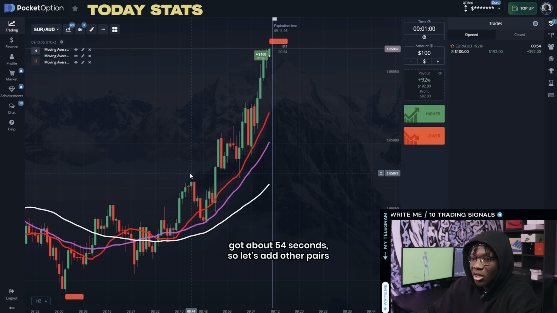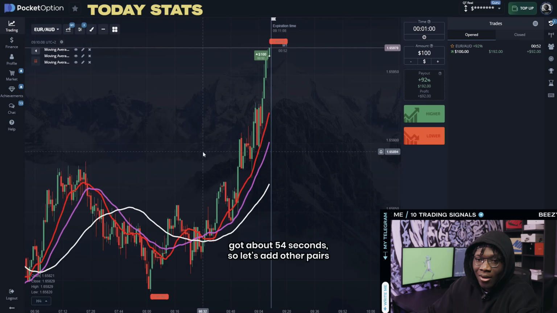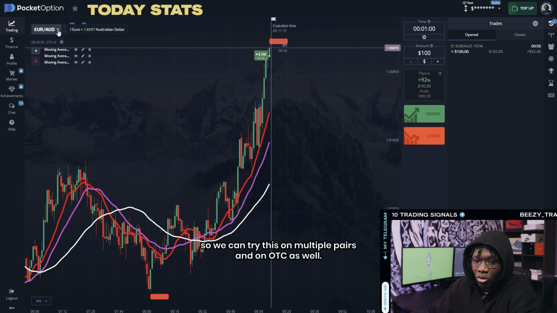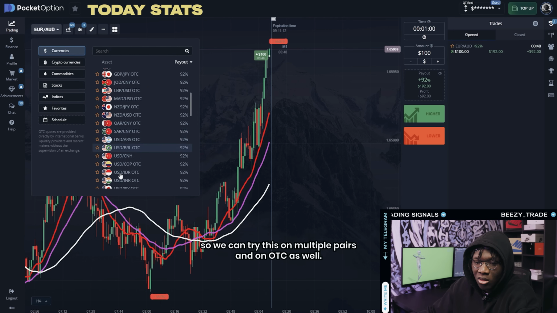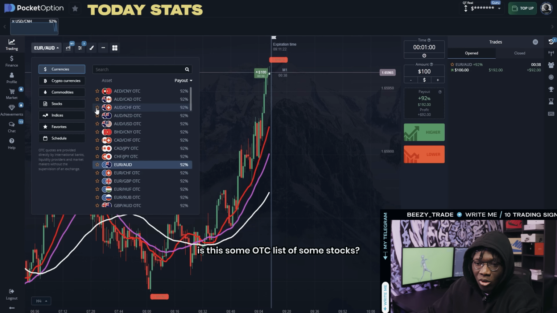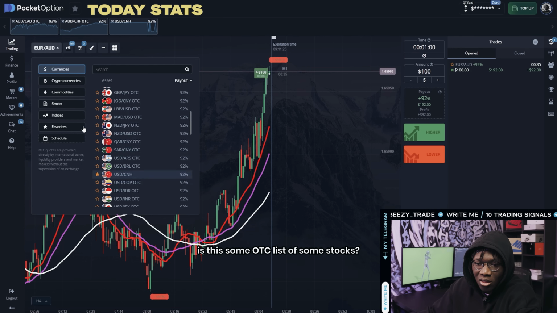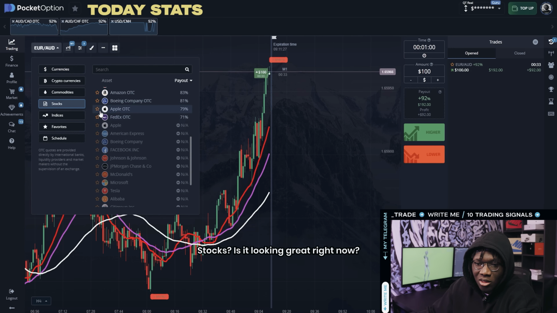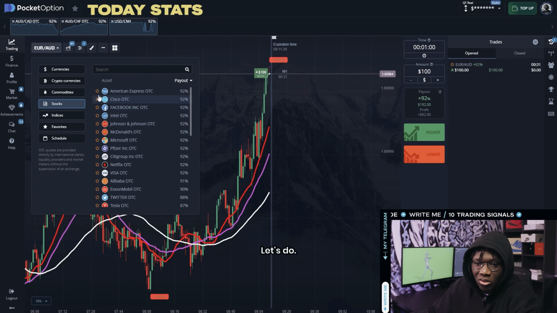Got about 54 seconds. So let's add other pairs so we can try this on multiple pairs and on OTC as well. So I'm going to add USD, Chinese yen. Let's do a bunch. Let's do some OTCs. Let's do some stocks. The stocks aren't looking great right now.